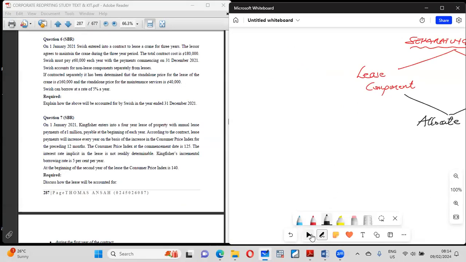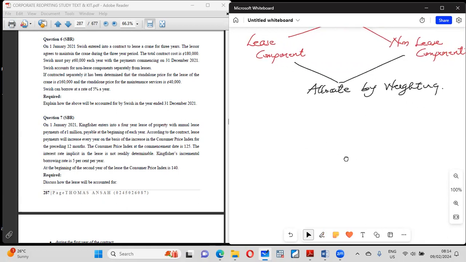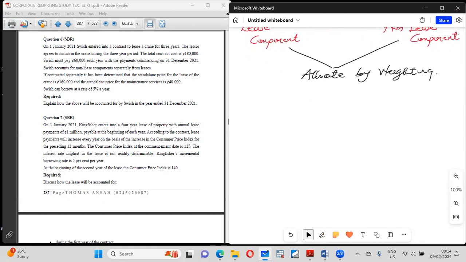So we have this question to look at. All right. So let's look at the way we carry out question 6, which is an SBR question. Okay, so it says that on January 2021, Switch entered into a contract to lease a crane for 3 years. The lessor agrees to maintain the crane. So even though Switch is leasing, the lessor is the one maintaining it. All right, which means that there's a part that you lease, there's a part you've not leased, during the 3 years.